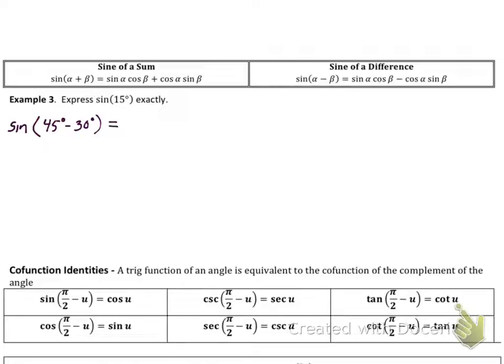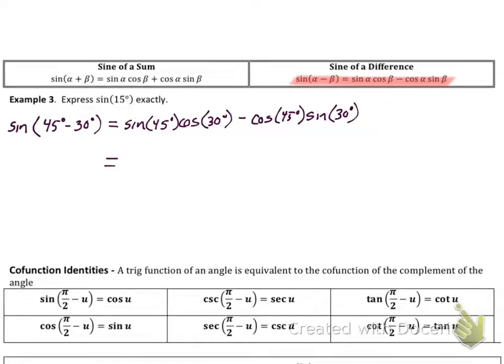So this is just going to equal, well, since I'm subtracting, we're going to use the difference, which is going to be sine of my first number. So sine of that 45 degrees times the cosine of the other number, which is 30 degrees, minus cosine of the first number, which is 45 degrees, and sine of the second number, which is 30 degrees. Now all we need is our unit circle.